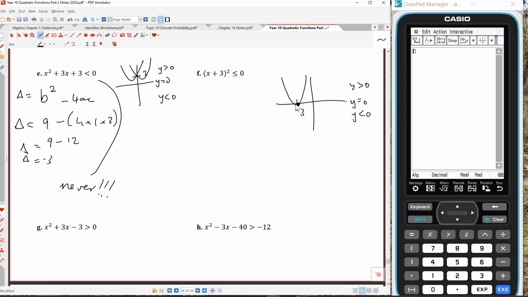So it's only going to be less than or equal to 0 at one point. X is equal to -3. It's going to be equal to 0. It's never going to be less than it. So that's the only value for which this will satisfy the inequality.